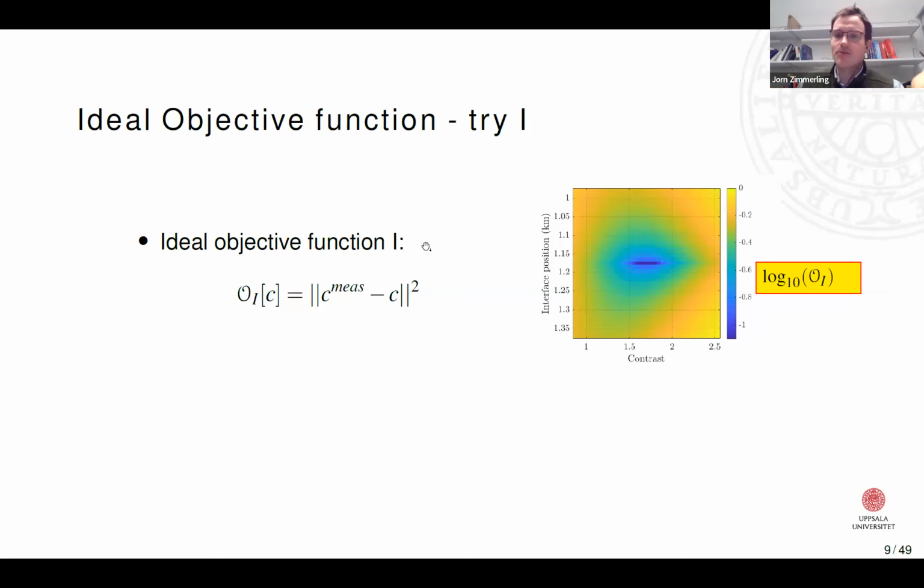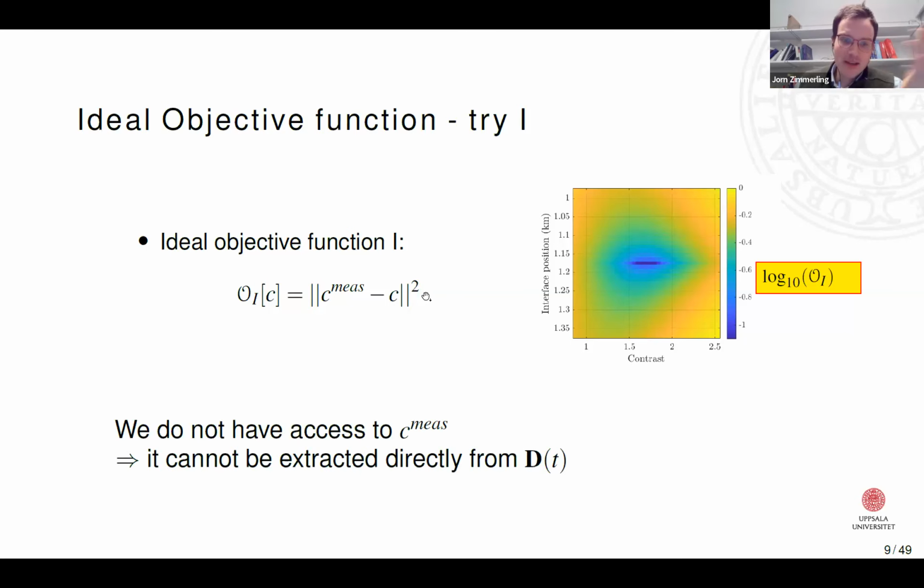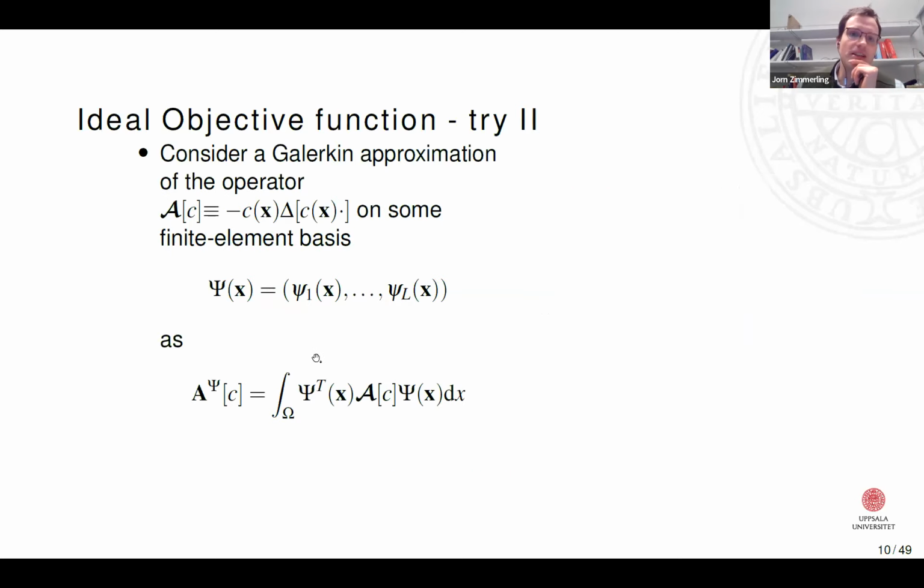This is just a quadratic objective function. If we plot it, there's one nice global minimum, no oscillations going on whatsoever. But of course, reality hits us here, and unfortunately we do not have access to this velocity. It cannot be extracted directly from the data in a straightforward way, because that is solving the problem. So perhaps a little bit of a less ideal objective function. Let's consider our acoustic operator, which is c squared times r plus.